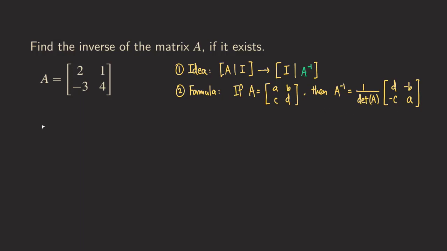Now, the first way is that we are going to create the augmented matrix using the A here, and then the identity matrix. So we have 2, 1, and then -3, and 4. And then now we put the identity matrix on the right side. So now we have A here, and then the I here. And so we can start performing row operations right here. The idea is that we try to get this into I.